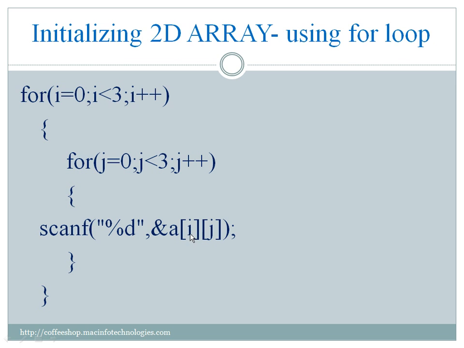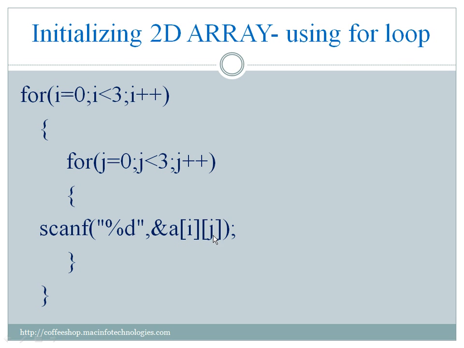So a of 1, 0, the value is taken for the location a of 1, 0, and next j increments to 1, less than 3 is again true. So now a of 1, 1, the value is taken for the location a of 1, 1, and again j increments to 2. So 2 less than 3 is true. Now i remains 1, j is incremented to 2.